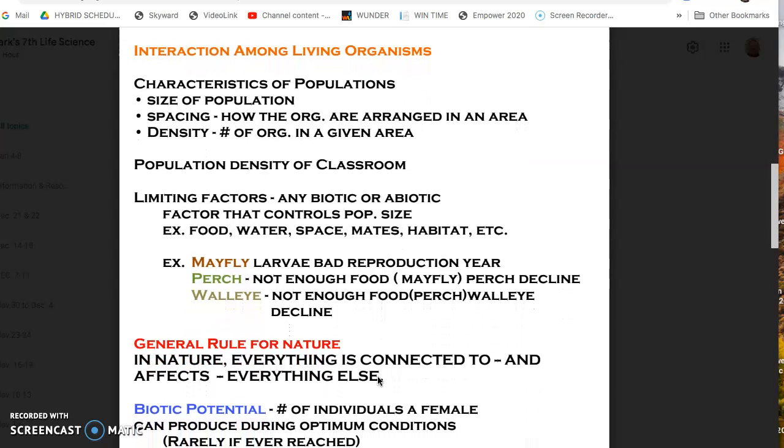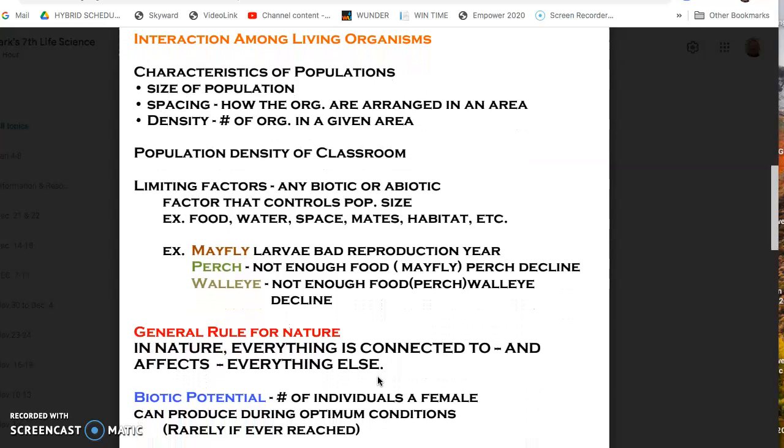Today, we talked about how the abiotic and the biotic factors can be limiting factors. They're any biotic or abiotic factor that can control the population size. So if there's not enough plants or grasses to feed the amount of animals there, that is a limiting factor.